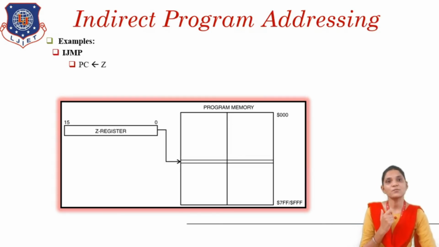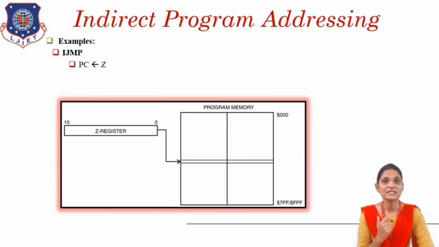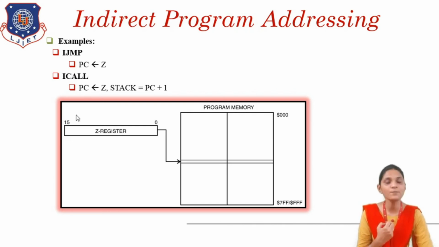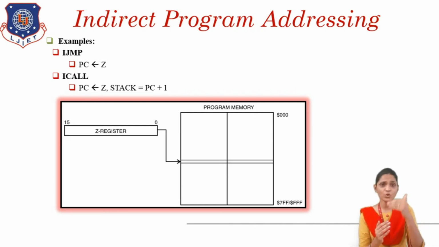Next one is the indirect program addressing mode. In this we are using instructions like IJMP and ICALL. In the IJMP instruction, the content of Z register is used as the program counter. Okay, so your next instruction's execution will start from the location that is given by the Z register. So by using this IJMP, I can change the value of program counter to the value of Z register, so that the execution of the next instruction will start from that location. And in the jump instruction, we are just going to that location and starting the execution from that location onwards.